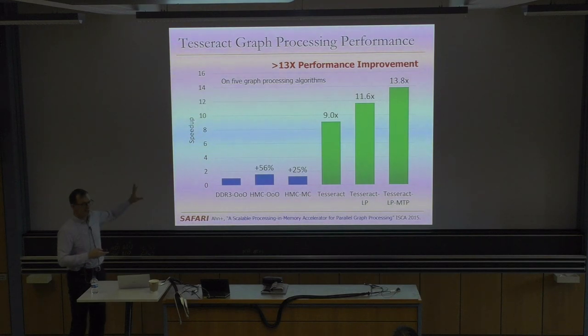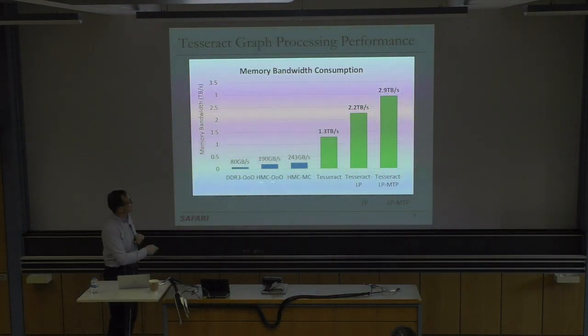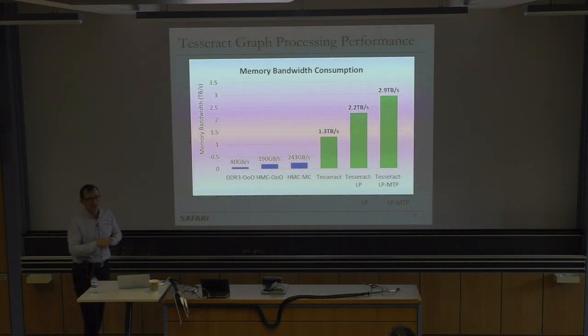So the hope is that somebody will build the system at some point. But where are the benefits coming from? Essentially you can see that this is the memory bandwidth utilized by the cores. So in the baseline system you don't have ample memory bandwidth, so you don't utilize a lot of memory bandwidth. But in Tesseract you have 8 terabytes per second memory bandwidth exposed to the cores, and now you can use about 2.9 terabytes per second.